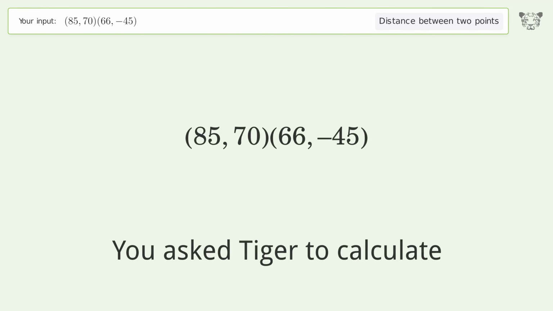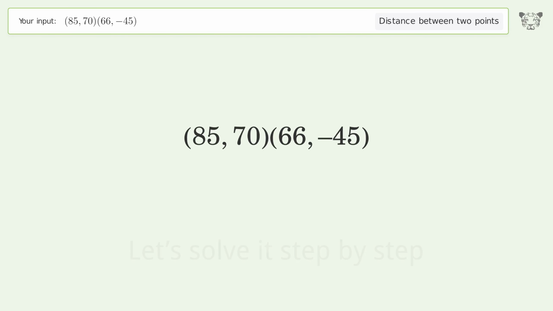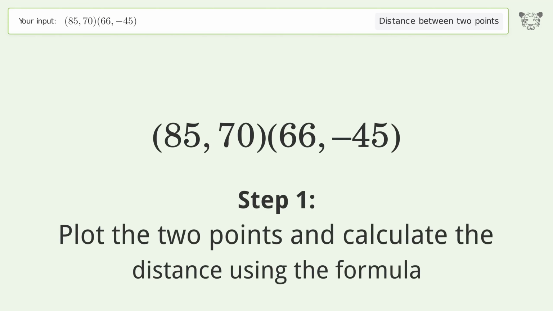You ask Tiger to calculate. This deals with the distance between 2 points. The distance between the 2 points is the square root of 13,586, or 116.559. Let's solve it step by step. Plot the 2 points and calculate the distance using the formula.